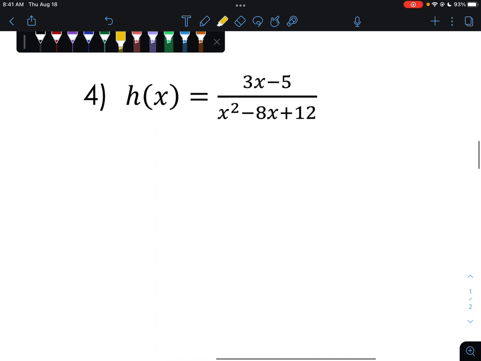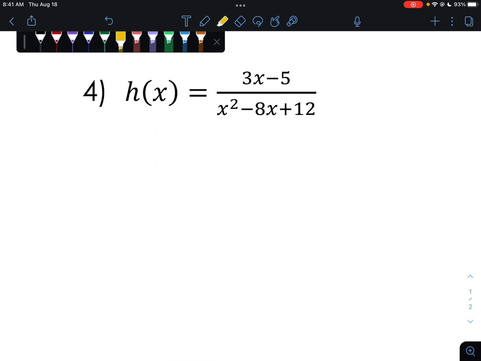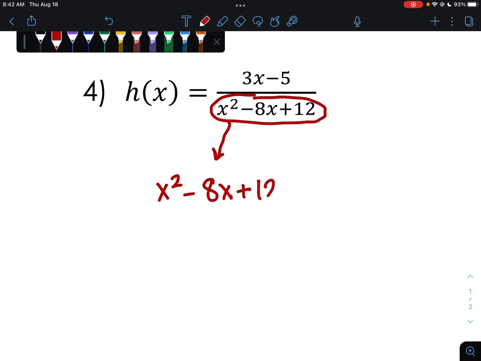Okay, looking at number 4, we have h of x equals 3x minus 5 divided by x squared minus 8x plus 12. So again, we want to know what is going to make us divide by 0. So we take this, we set it equal to 0. Since it is a quadratic function, we need to factor. So we ask ourselves, is there a greatest common factor? We look, there's nothing that all of them have in common, so there's not one.